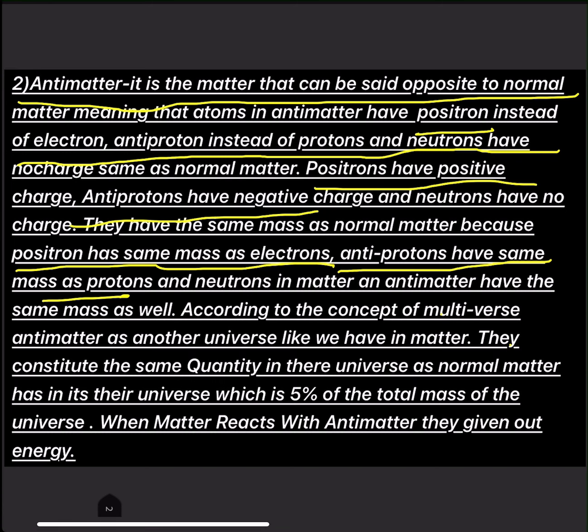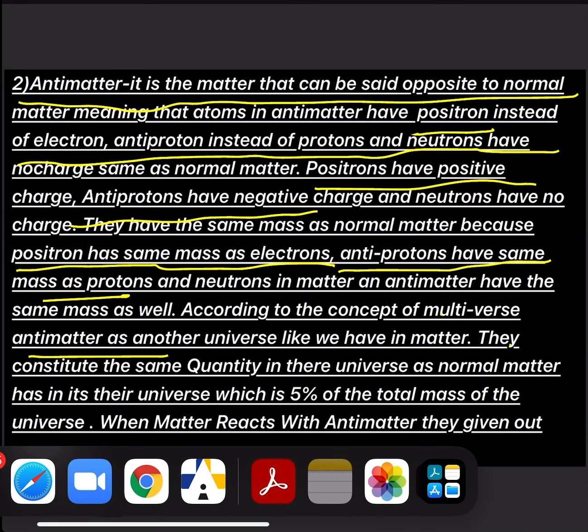According to the concept of the multiverse, which is still a hypothesis, antimatter has another universe like we have for matter. They constitute the same quantity in their universe as normal matter does in its universe, which is 5% of the total mass of the universe. When matter reacts with antimatter, they give out a huge amount of energy. Now let's see how much energy is given out.